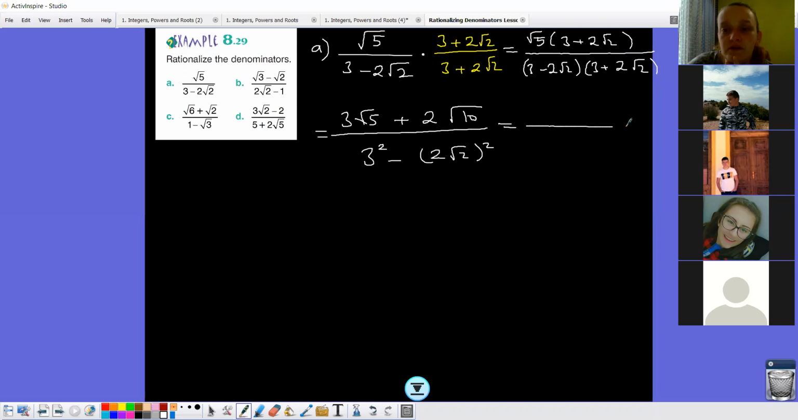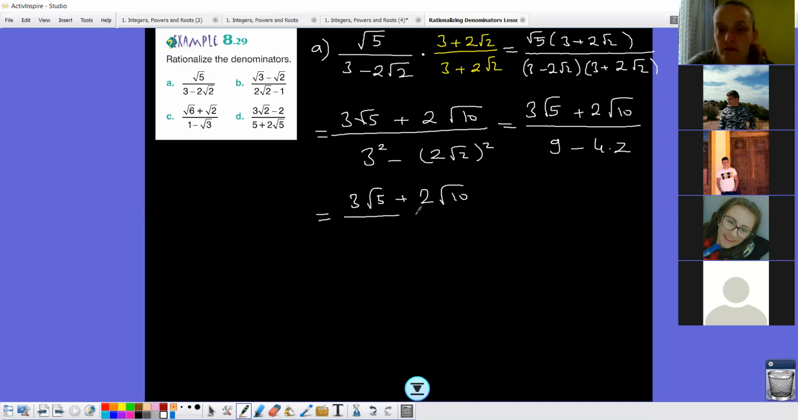So this one is 3 root 5 plus 2 root 10, and this one will be 9 minus 2 square, which is 4 times root 2 square will be 2, yes? Yes, okay. 3 root 5 plus 2 root 10 over 9 minus 8 I have. So 9 minus 8 is 1.